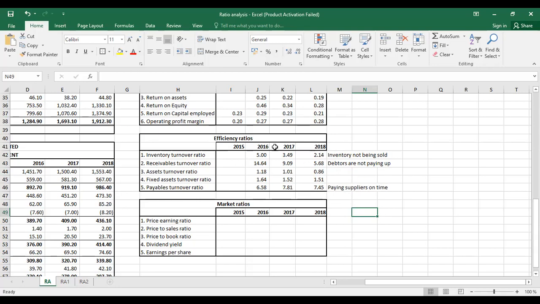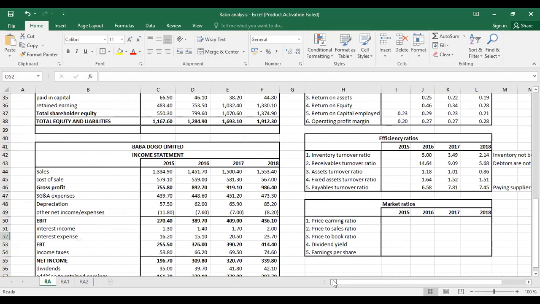So the efficiency ratio for the company shows it is not fully utilizing the market. So the comment there will be that the company is not fully utilizing the market.